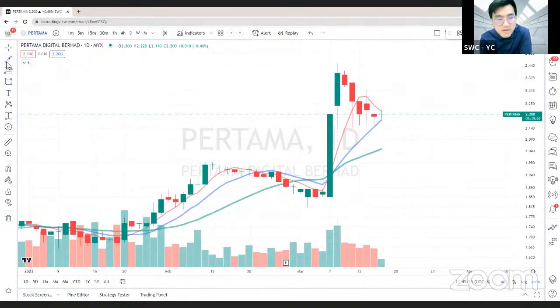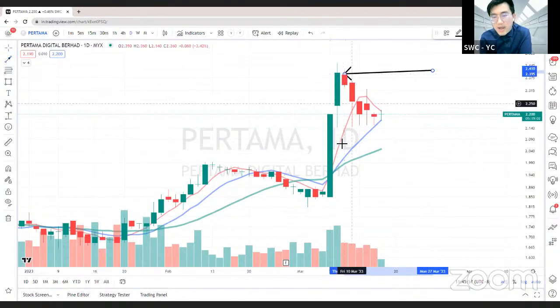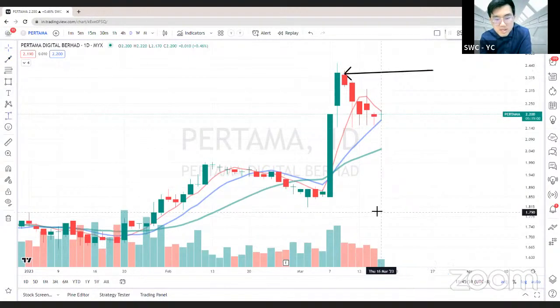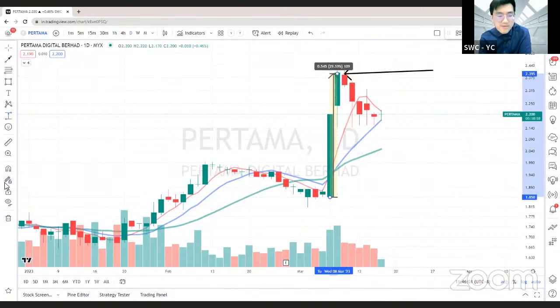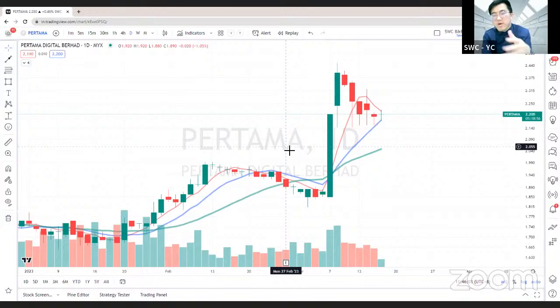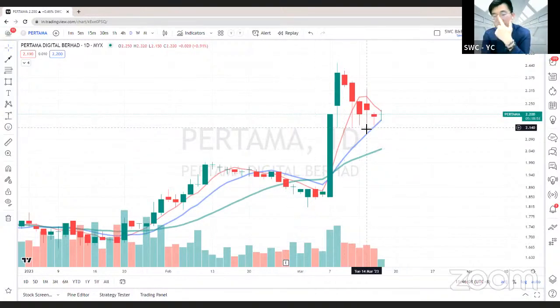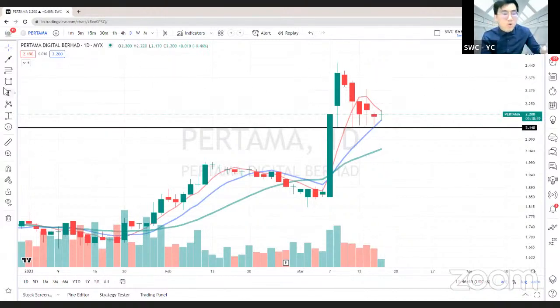Because it's too high already, you cannot go and chase at this price. In the short term, it's gone up 30% already, too high. So we just wait for it, monitor it, and wait for it to come down. Then only we look into it, then we can maybe do an analysis.